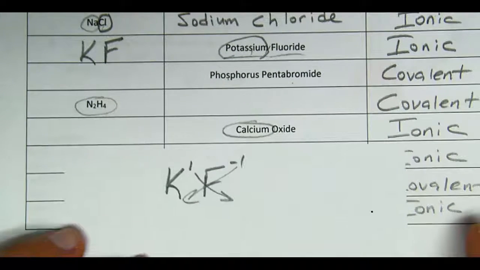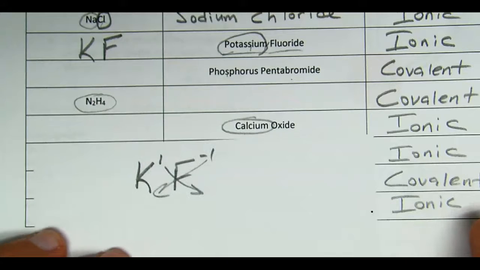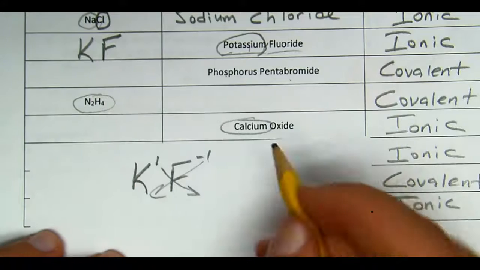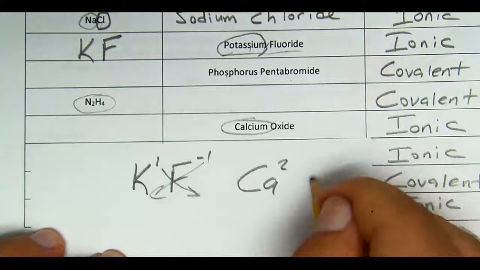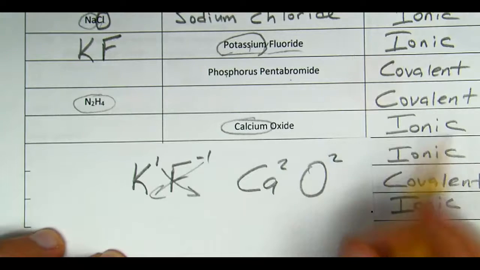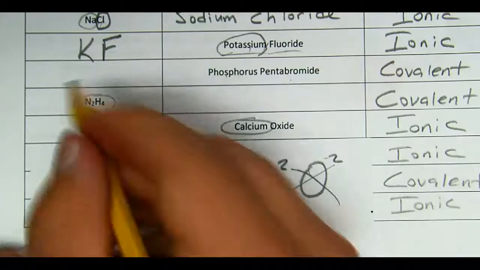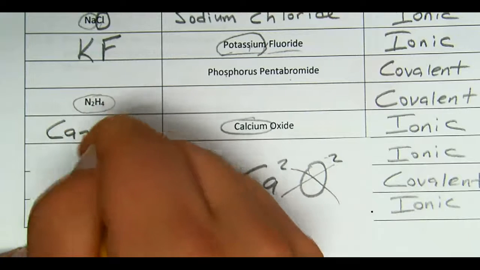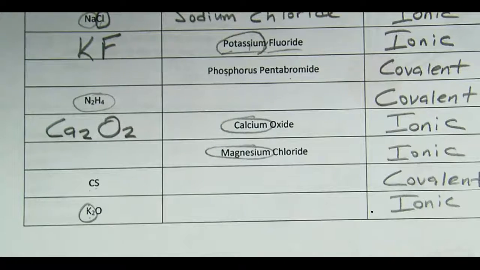All right, I'm going to skip the next two because those are covalent. I'm going to go to calcium oxide. All right, I skipped a few. Calcium oxide, Ca. What charge does Ca have? 2. Oxide. -2. When you crisscross, how many of each do you have? Okay, so I have Ca2, O2.